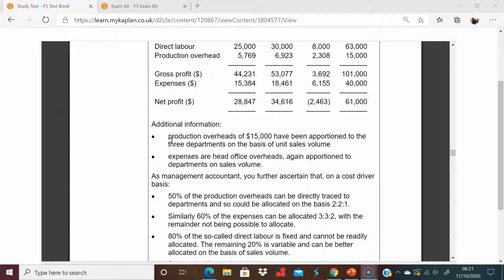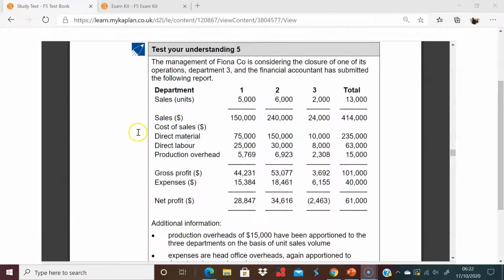So take 24 out of there and then split that. And we'll see. I say we're just following the maths of it. 80% of the so-called direct labor is fixed and cannot be readily allocated, and the remaining 20% is variable and can be better allocated. So it's really saying that this direct labor thing here might just be salaries. So scrap all this out. Isolate what you cannot really split and just deal with the variable.